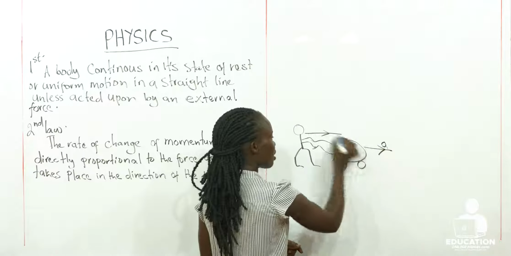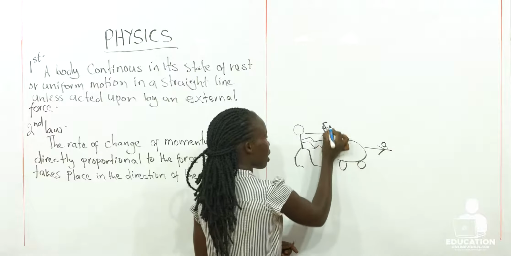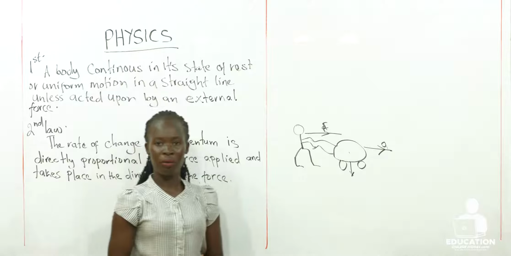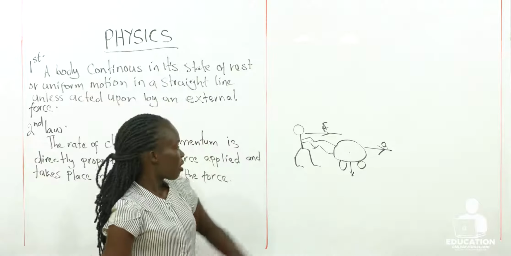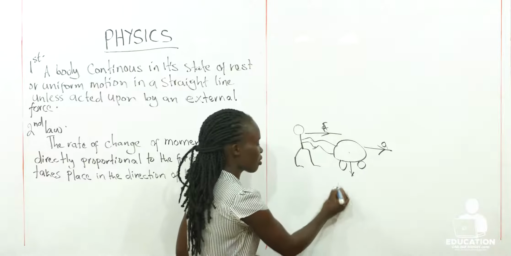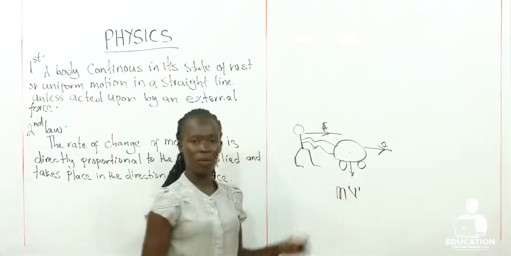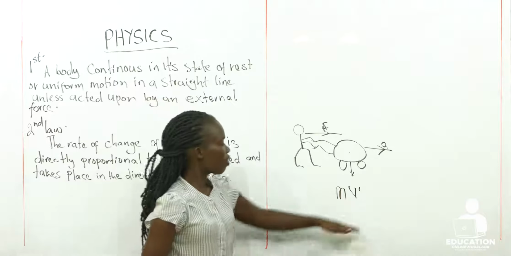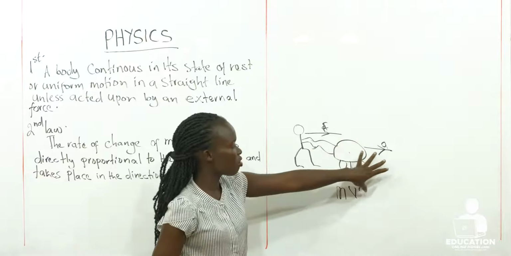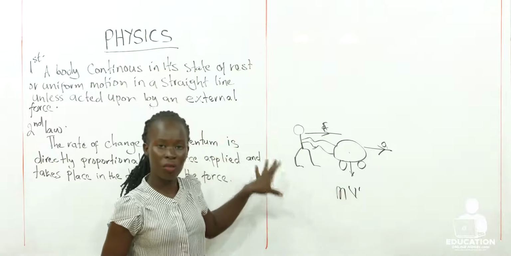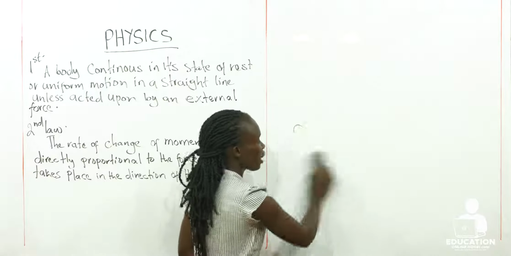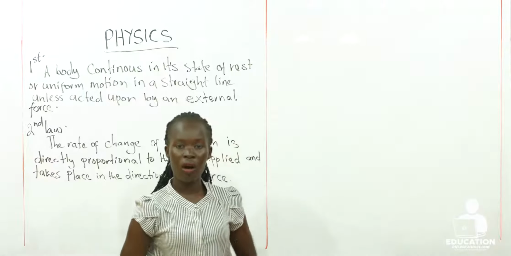So if this is our acceleration, and this is the force we are applying, there is a mass, because this thing, the wheelbarrow, has got a mass. So if we talk of momentum, we are talking about the mass and the velocity with which the body is moving. The whole mass moves, and the velocity will take the direction of the force you are applying on the object. So today we shall be looking at the third Newton's law of motion.